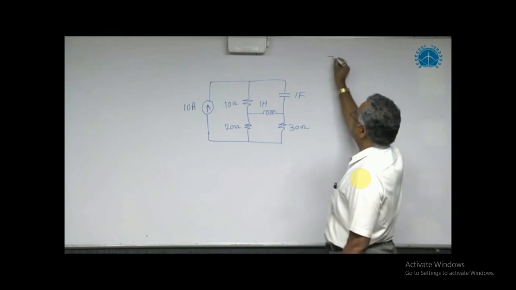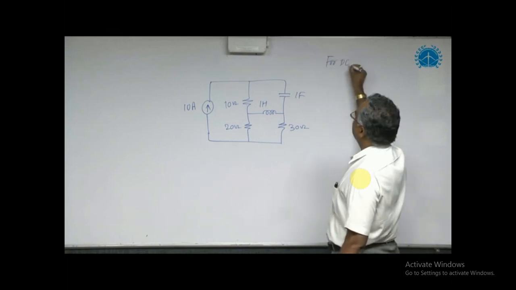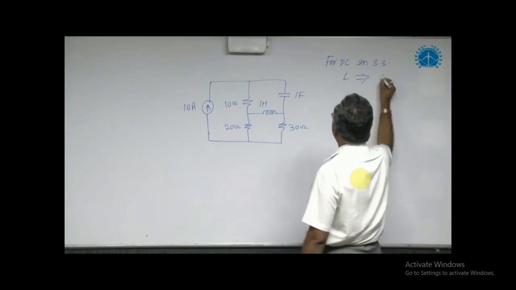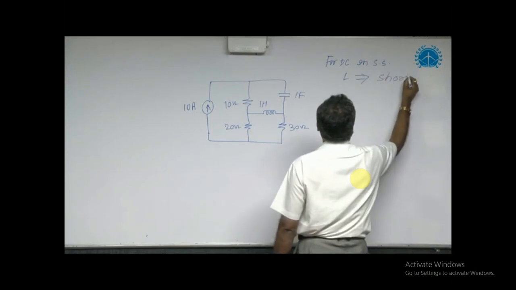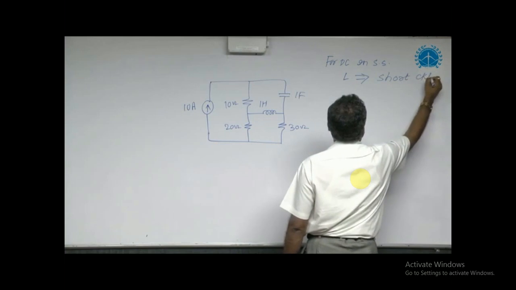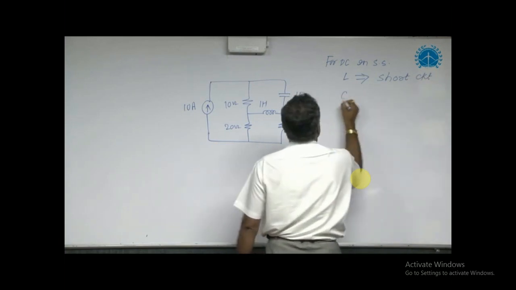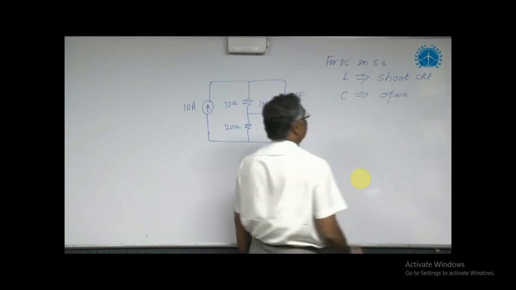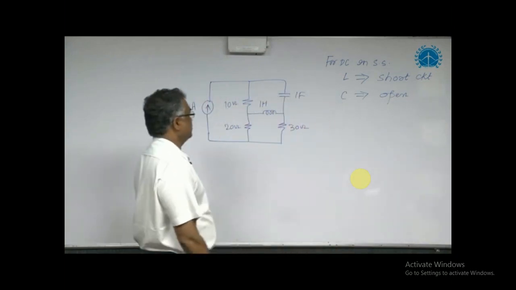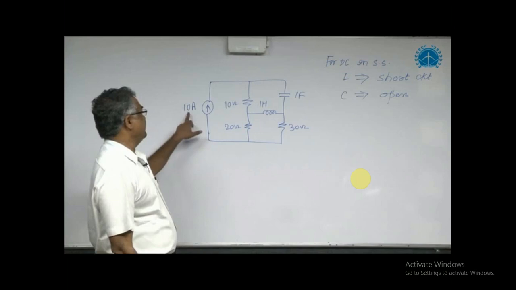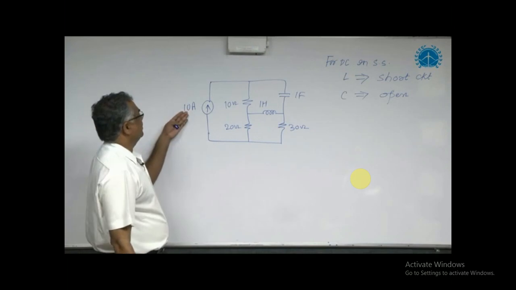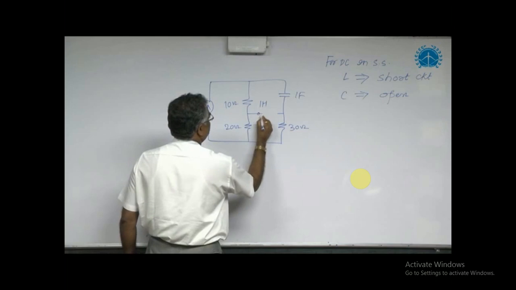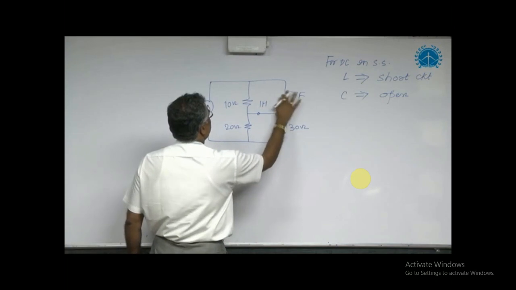We also know that for DC in steady state, inductor behaves like a short circuit element. Capacitor behaves like an open circuit element. Inductor will be short, capacitor is open in the steady state for a DC signal. So what is applied is a DC current source. Inductor is simply short circuit, capacitor is open circuit.